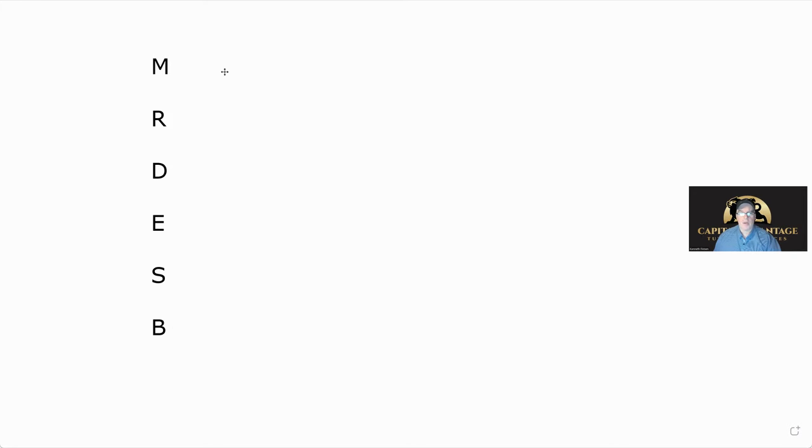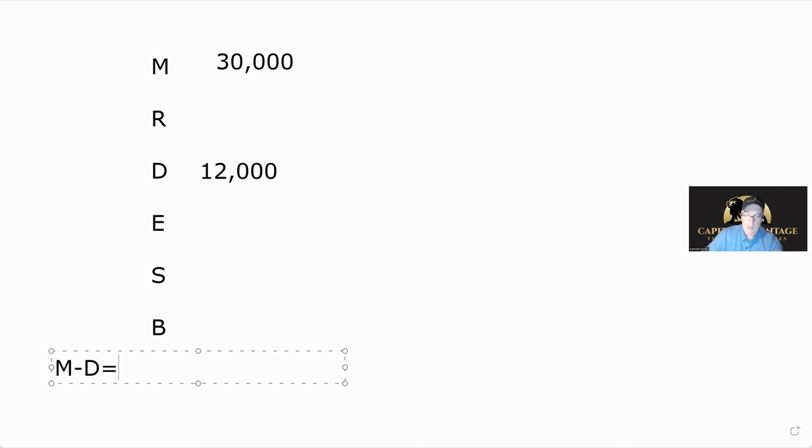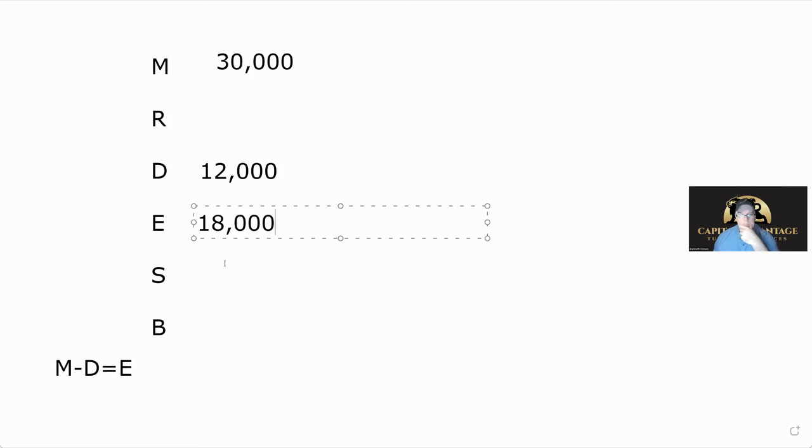Let's say I have a market value of 30 grand. And we have to give a debit balance. We say the debit balance is 12 grand. Why not make it hard on myself? So we get equity is always market minus debit. Remember that. M minus D equals equity. I'm just doing the basic stuff here. 30 grand minus 12 grand. So that should be 18 grand in my book, right? Okay, 18,000 is my equity.